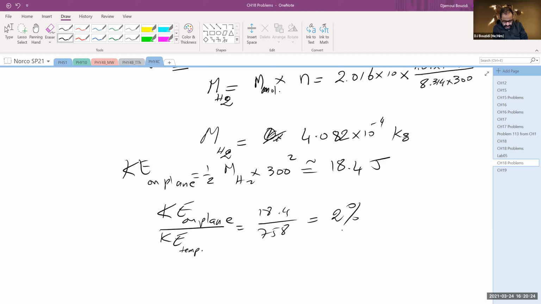Sorry, I'm reading, no problem. Since the kinetic energy of the gas molecule is greater when it is on the jet, does this mean that its temperature has gone up? No.